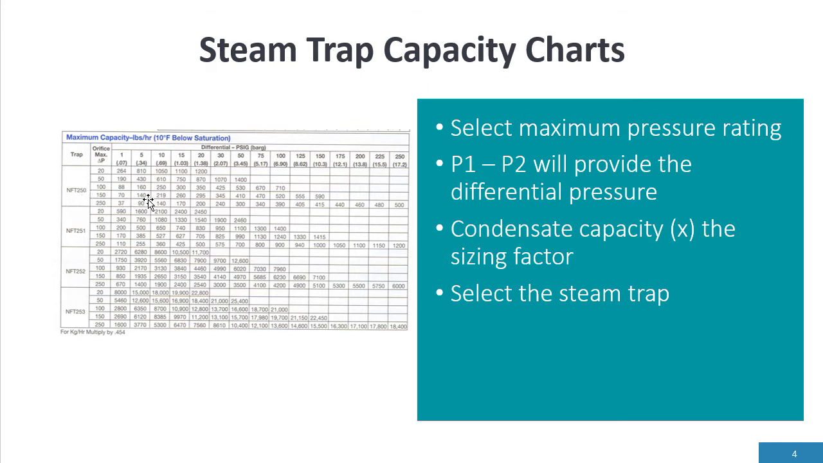So if we come down 150 psi, 50 psi differential, the capacity is only 410 pounds per hour. So we have to come down to the next model steam trap, with 150 psi, and the capacity is now 990 pounds per hour. So therefore, we come up with the correct steam trap selection.